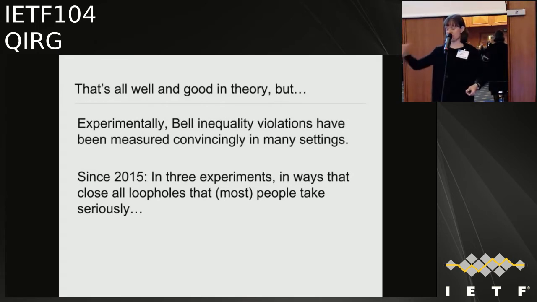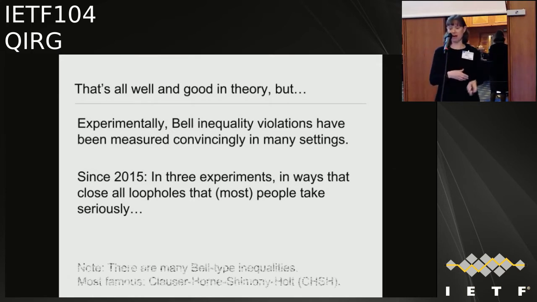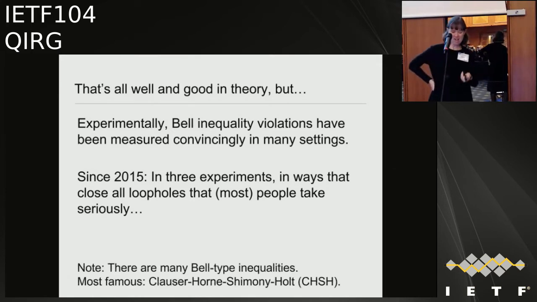People can always think of interesting loopholes, and will continue to do so, and that's very nice. But I think that the ones that people have been most concerned about for these Bell inequalities have been closed experimentally. And so it's really a beautiful experimental demonstration that quantum mechanics is very weird. Yeah, I'm talking about a Bell inequality, and there are many different kinds. The most famous is what's known as the CHSH Bell inequality, for Clauser, Horne, Shimony, and Holt, who wrote a paper on this in the 1970s.